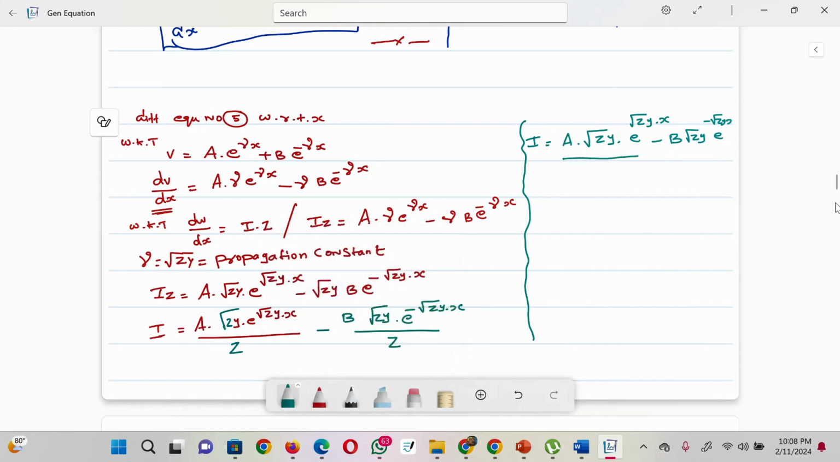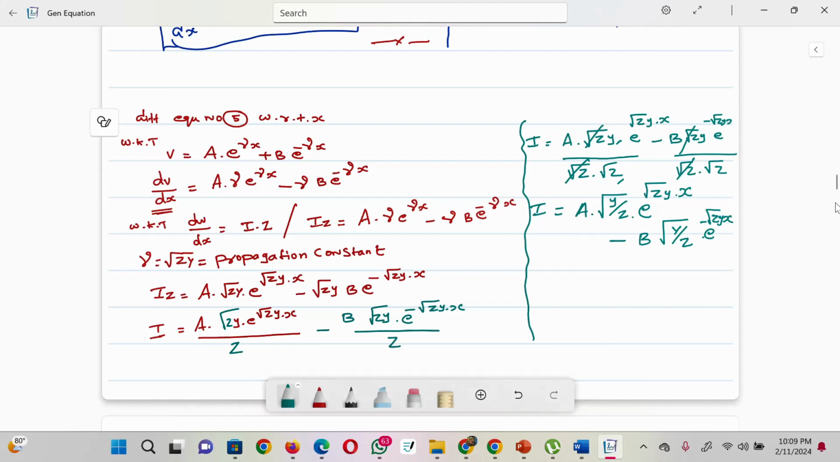So for cancellation purposes, just multiply with root Z and root Z. There is no change, since it is root Z multiplied by root Z. From here we cancel one Z and then one Z. Finally we write I equal to A into root of Y by Z into e power root ZY into x minus B into root of Y by Z into e power minus root ZY into x.